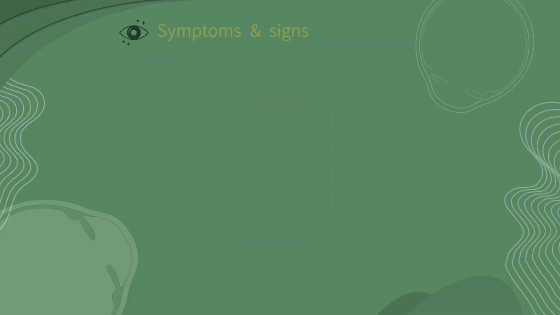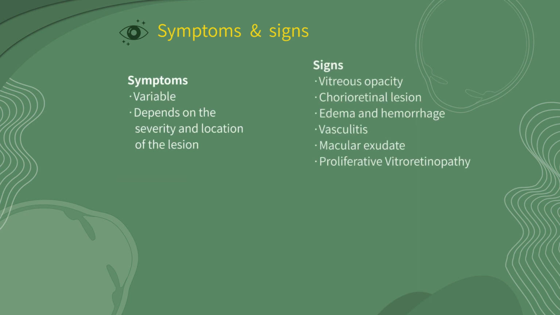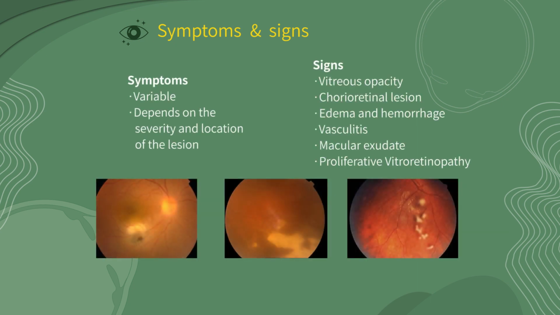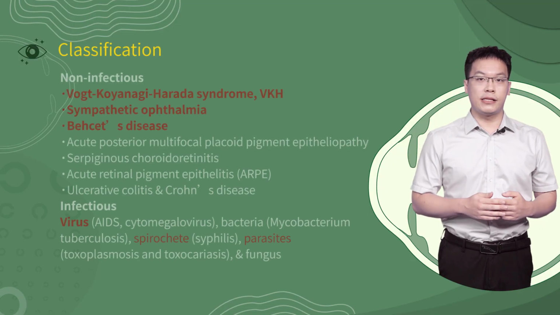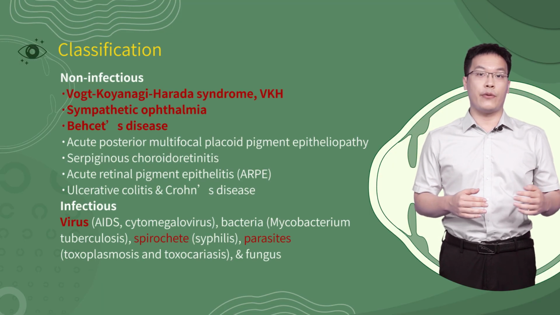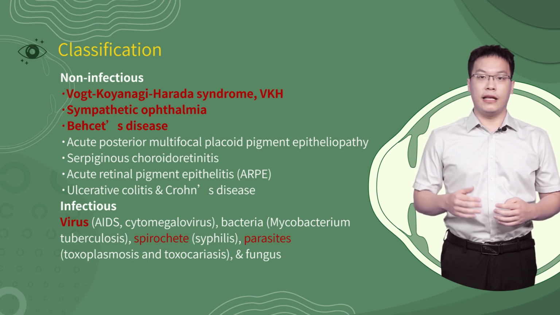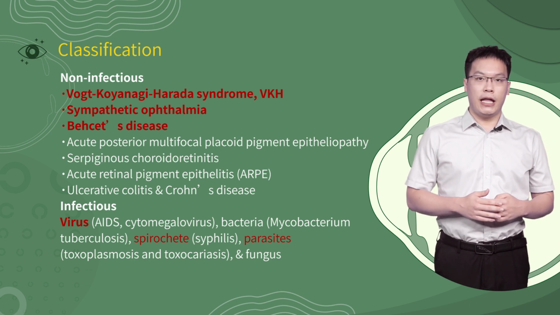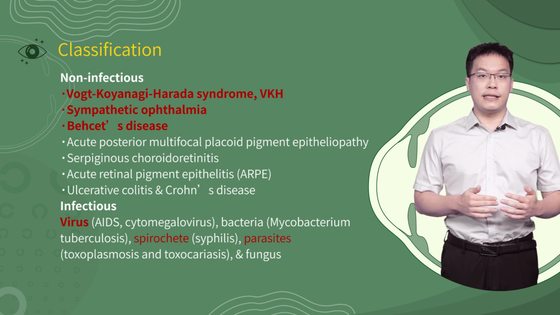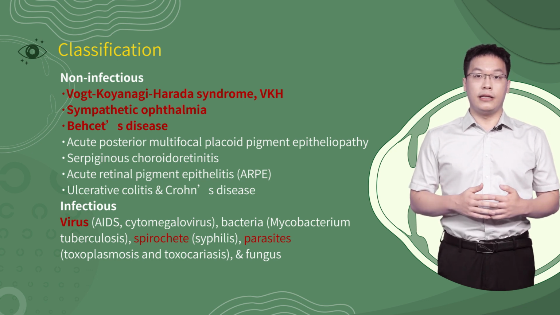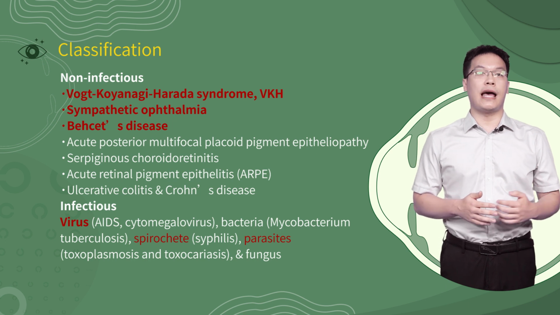Presentation of posterior uveitis varies according to the location of the inflammatory focus or the presence of vitritis. For instance, a patient with a peripheral lesion may complain of floaters, whereas someone with a macular lesion will predominantly present with impaired central vision. Posterior uveitis can be roughly divided into two categories: non-infectious and infectious uveitis. The etiology of posterior uveitis is diverse and complicated. In the following slides, I will show you some typical examples.